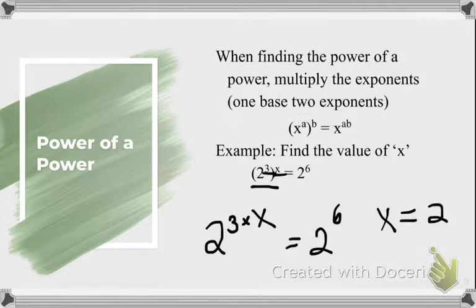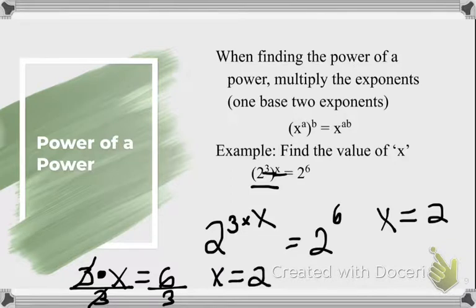If you want to do the rearranging, we have 3 times x equals 6. I need to divide this side by 3, divide this side by 3. Since we were trying to get rid of it on the left side, I have to divide both sides by 3. That will cancel these out. 6 divided by 3, therefore x equals 2. So our value of x here is 2.